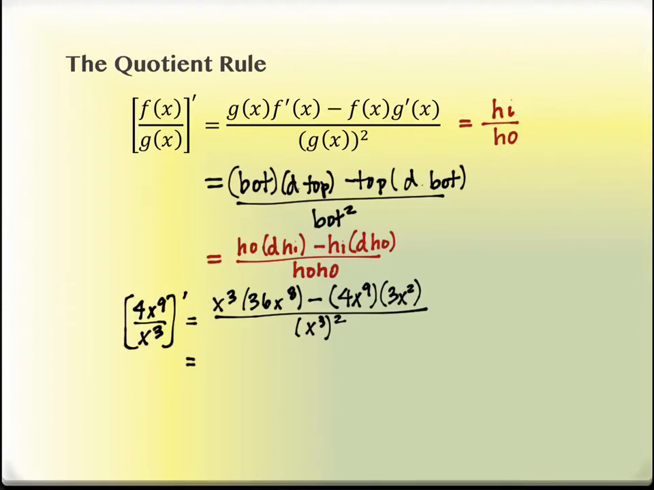Well, at the beginning, I have 36x cubed and x to the 8th is x to the 11th. Minus 4 times 3 is 12. And then x to the 9th and x to the 2nd is x to the 11th. And what is x cubed squared? X to the 6th. What's 36x to the 11th minus 12x to the 11th?